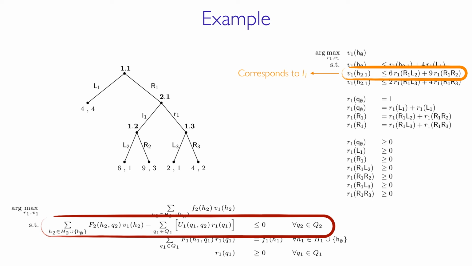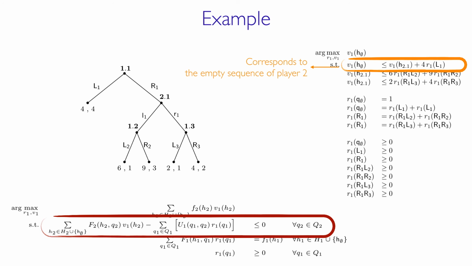This constraint forces that the expected utility for player 1 at information set 2.1 cannot be strictly larger than the utility given by choosing L1 of player 2 at information set 2.1. Notice that if player 2 chooses action L1, player 1 gains 6 multiplied by the probability to play R1 L2 plus 9 multiplied by the probability to play R1 R2.